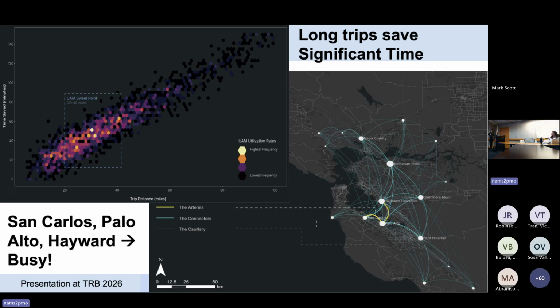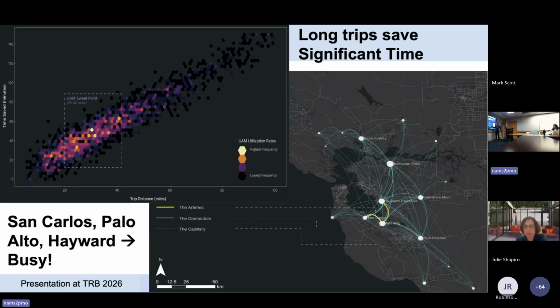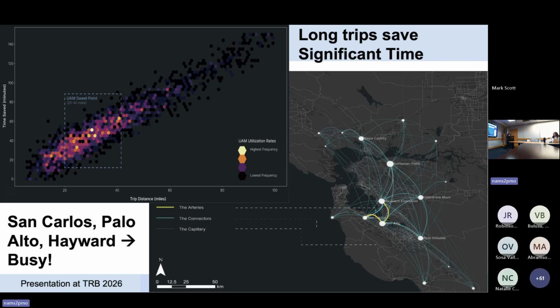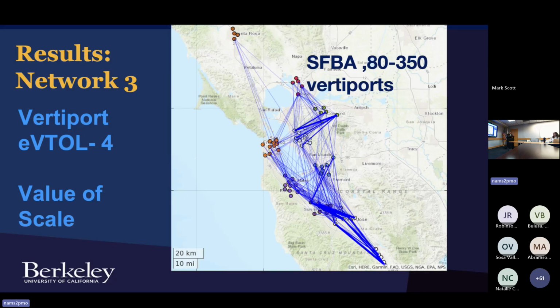And then, of course, if you look at the network, this color is the busiest ones, and these are the less busy, and the grays are not busy. The busiest airports are San Carlos, Palo Alto, and Hayward, which kind of makes sense. Okay, then the third network. I said, let's forget about the air side, let's put in lots of vertiports and see what happens. And is there a diminishing return and stuff like that? So let's go to the next slide.